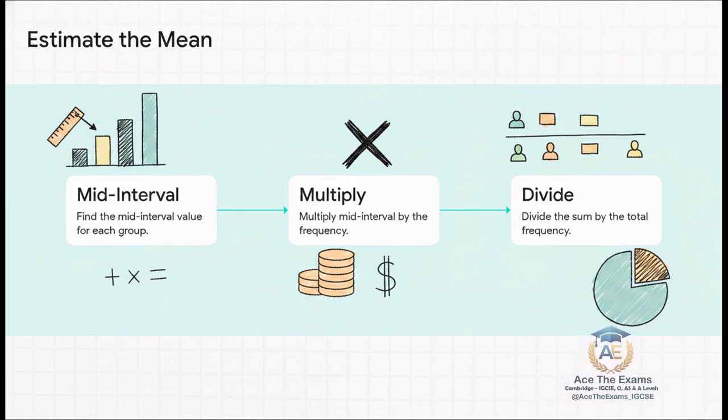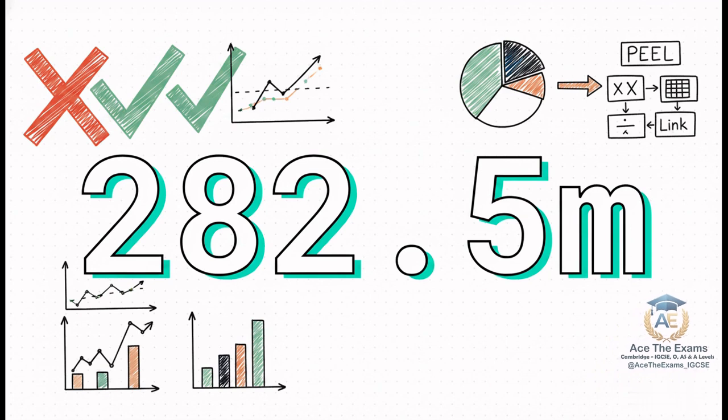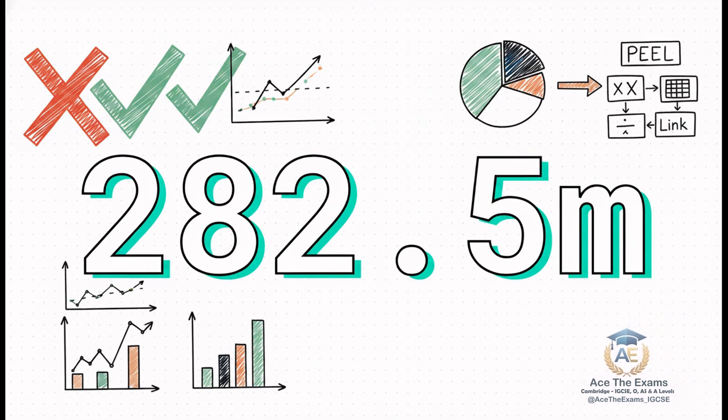It's that simple. When we follow those exact steps, it gives us an estimated mean running distance of 282.5 meters. By laying out our mathematical logic, multiplying our mid-intervals by our frequencies, summing the whole thing up, and dividing by the total number of students, we prove that we can bridge the gap. We can find a super reliable average even when the raw data is completely missing.